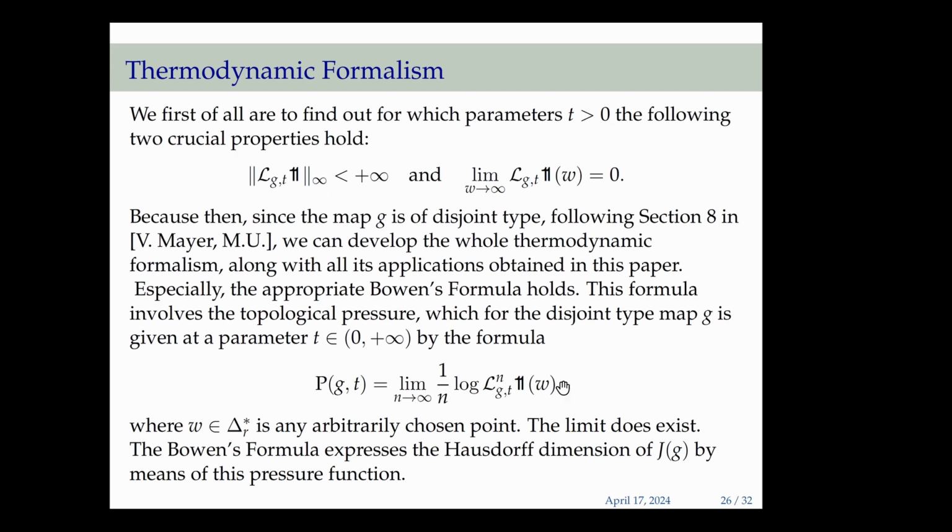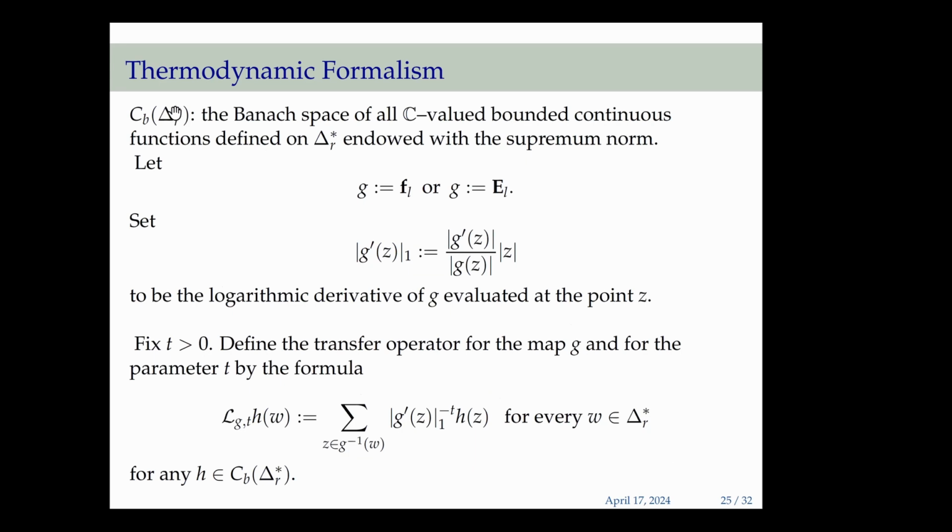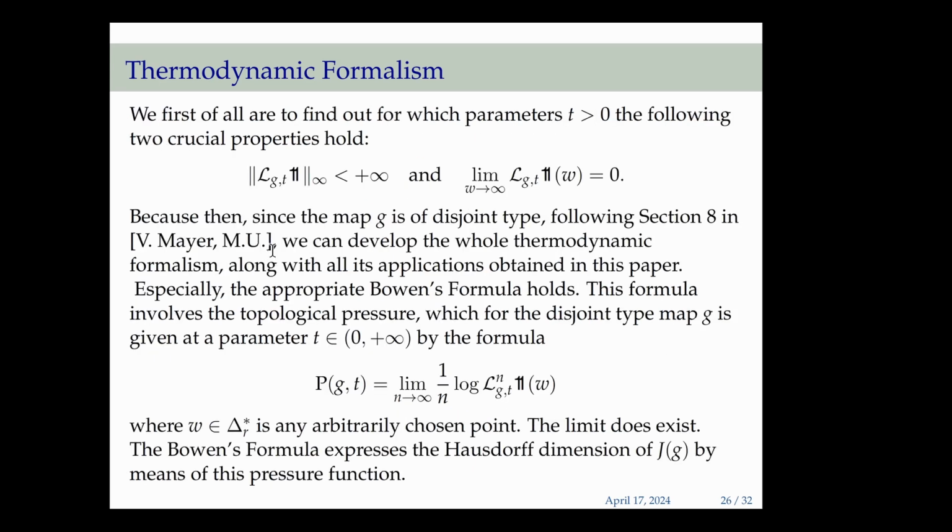I will talk to this. The pressure function is defined by such a formula. It can be proved that the limit really exists. And actually this pressure function is then the logarithm of the spectral radius of the operator L_{g,t} acting on the space of bounded continuous functions. So this formula will help us to estimate from above the hyperbolic Hausdorff dimension of J_L.